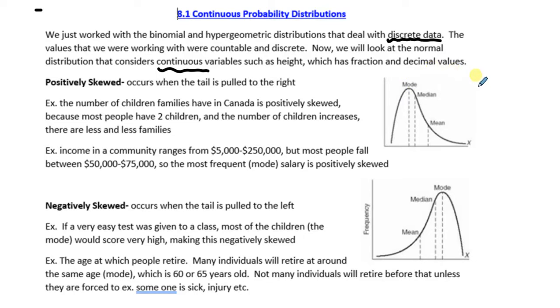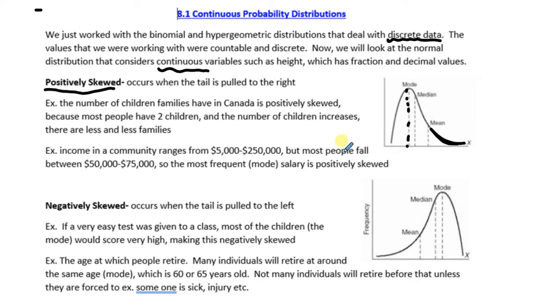decimal values. Okay, first we're going to take a look at a couple distributions. So when we talk about positively skewed, what this means is that it occurs when the tail is pulled to the right. So this right here being the tail, and it's pulled to the right. Okay, if we take a look here, the mode is actually where the peak is, the median's to the right, and the average, so the mean, is very, very much to the right, where that tail really starts to sink down.